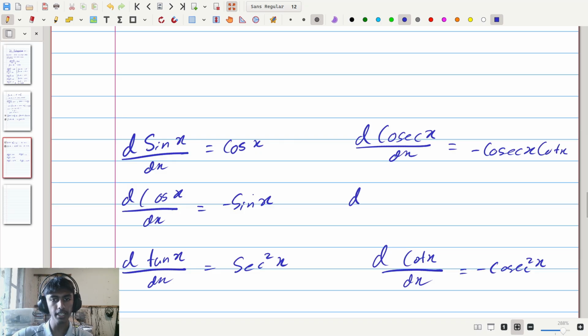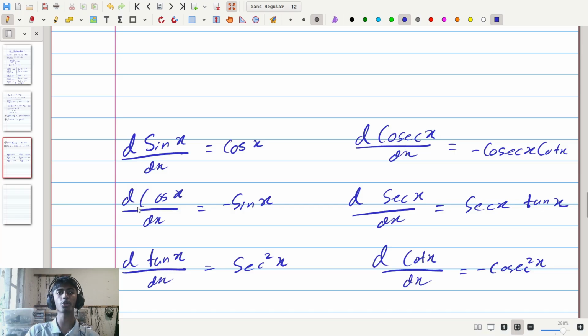And we know finally that the derivative of the secant of x with respect to x is equal to the secant of x times the tangent of x. We know these derivatives. What we're going to be doing now to give ourselves some simple integrals is going to be taking these and turning them around to give us an antiderivative form.